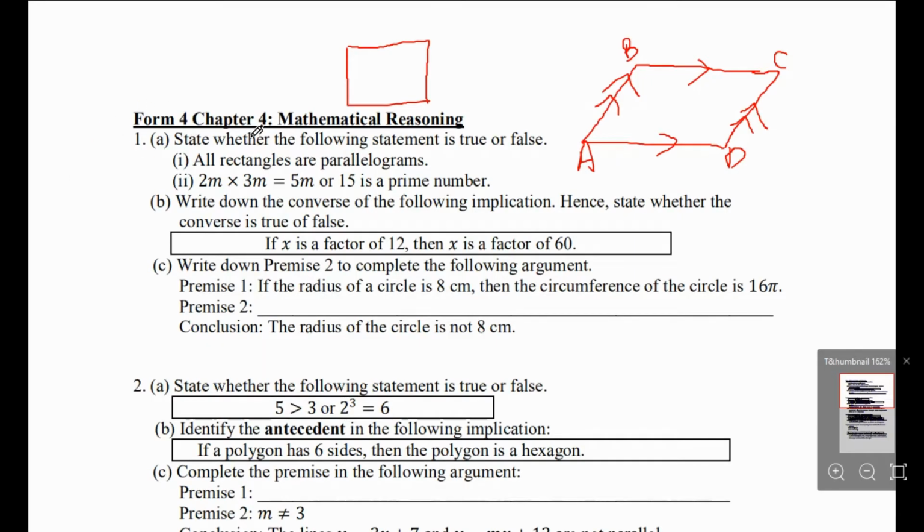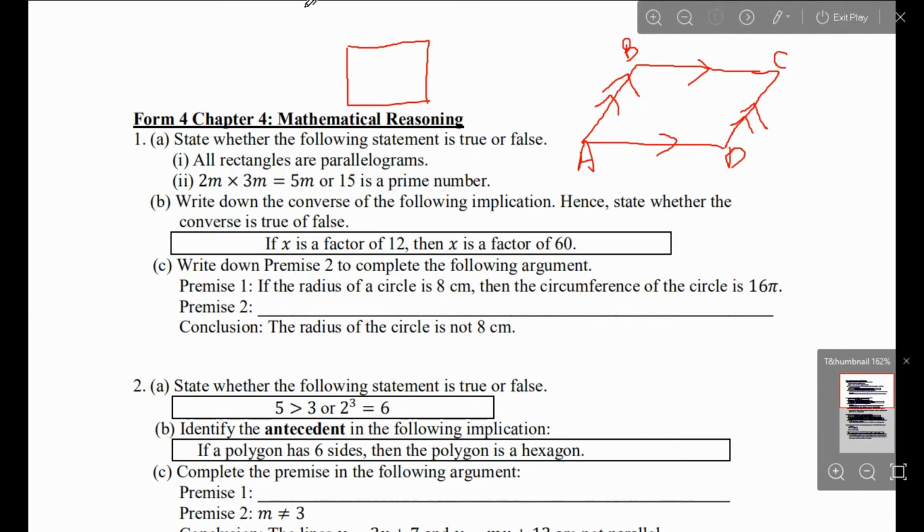Question 1. State whether the following statement is true or false. All rectangles are parallelograms. Okay, so for parallelograms, the opposite sides are parallel. For example, this one, AB and CD, these two lines are parallel. Opposite sides are parallel. That means BC and AD, they are parallel. Okay, so this is called a parallelogram.